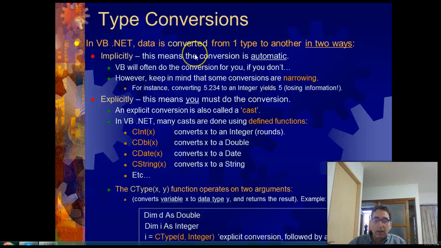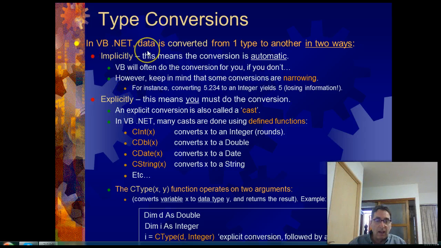Okay, let's talk about type conversions, and we did this before already. So we use this function to convert the text that was located in a text box and converted it to an integer. And you can also convert things to doubles. You can try to convert things to dates. You can try and convert things to strings. So you have these different functions available.